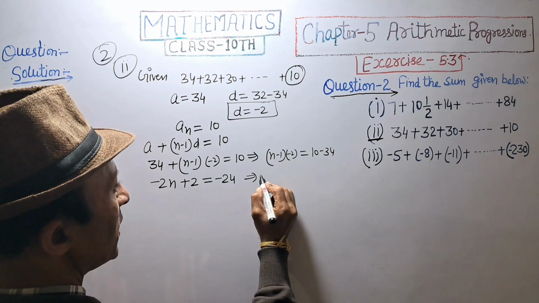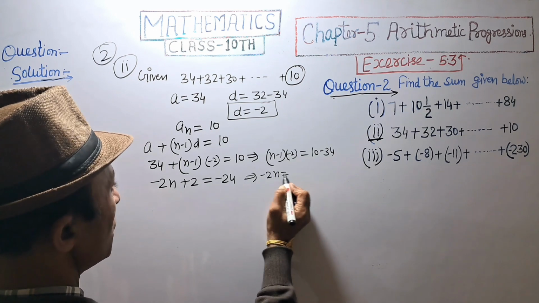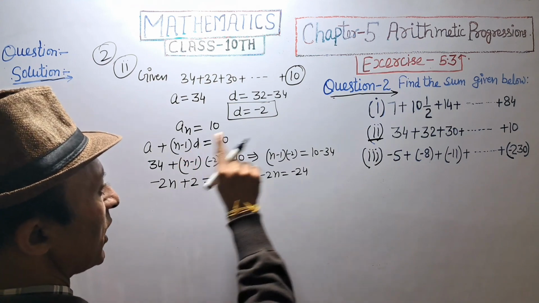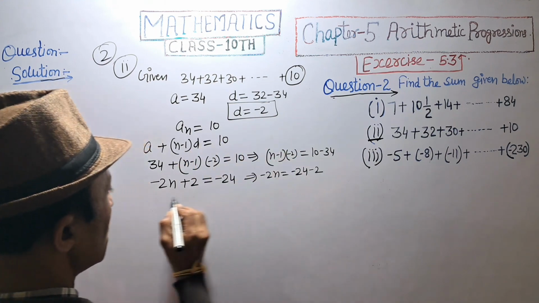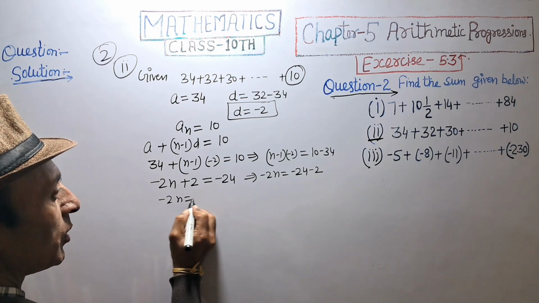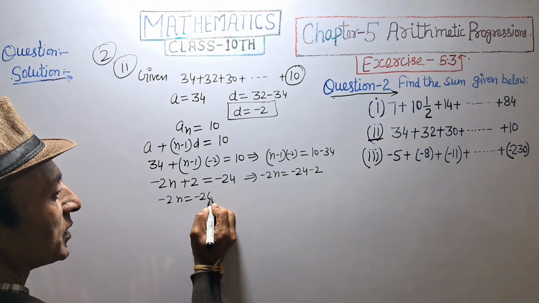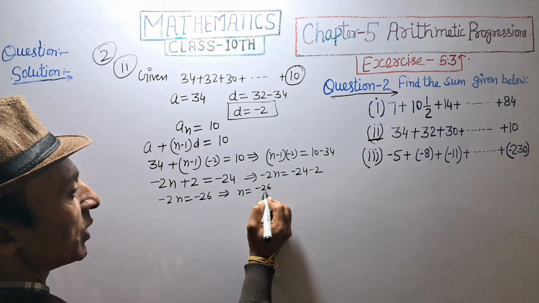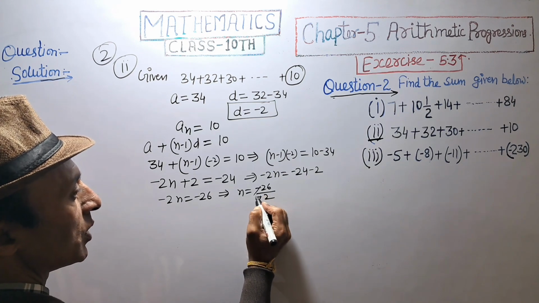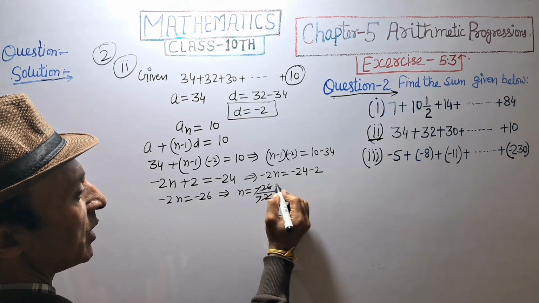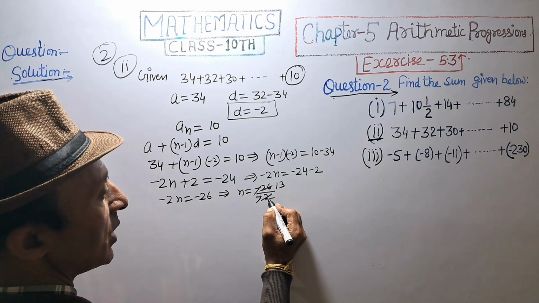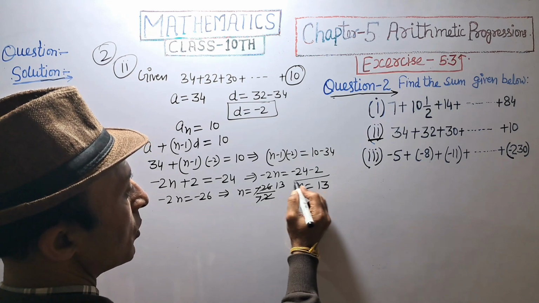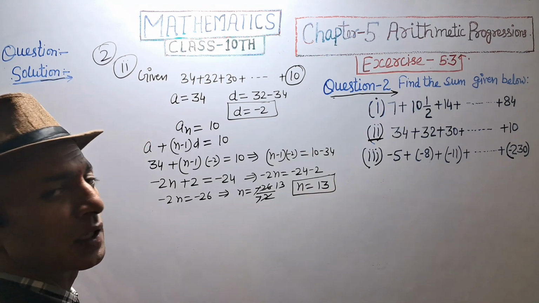This implies minus 2n is equal to minus 24. Shifting right side minus 2, minus 2n is equal to minus 26. This implies n is equal to minus 26 upon minus 2. Minus minus is cancel. What 23? 13 2s are 26. So n is equal to 13.